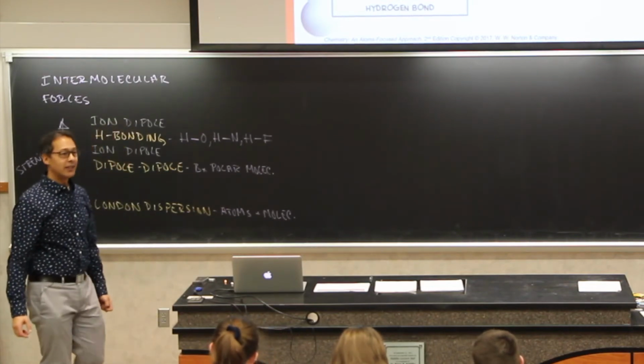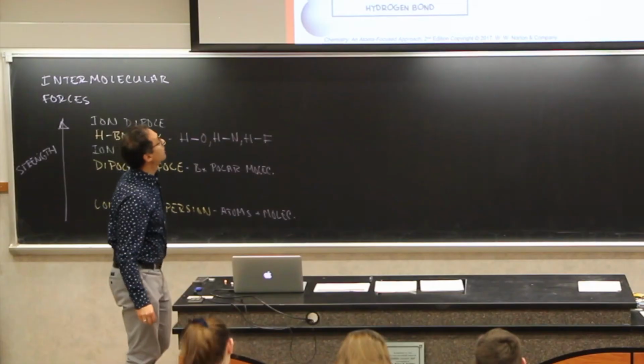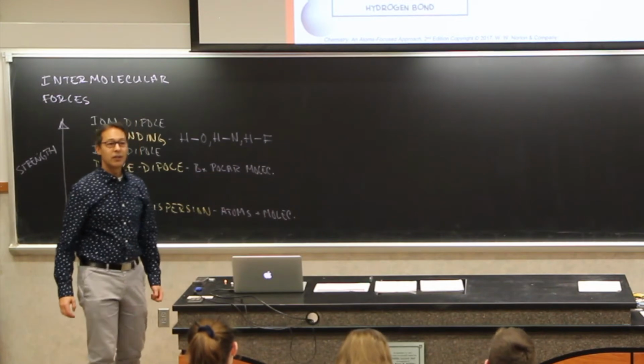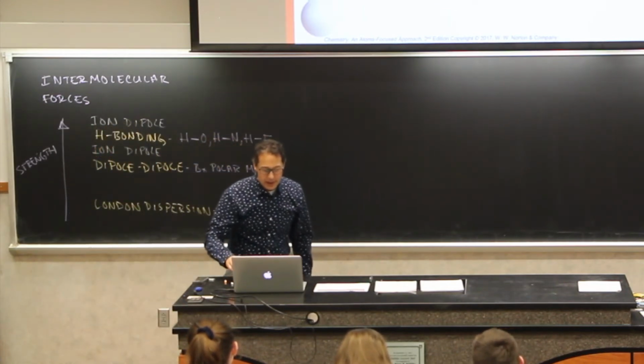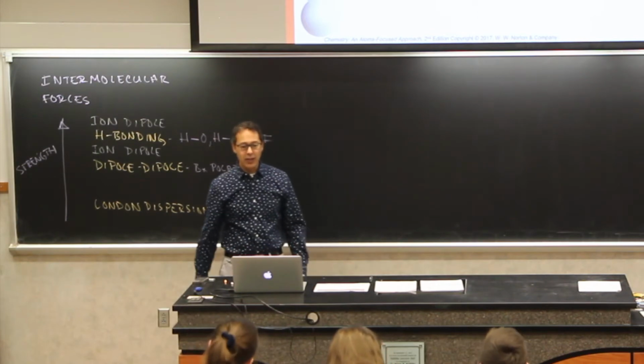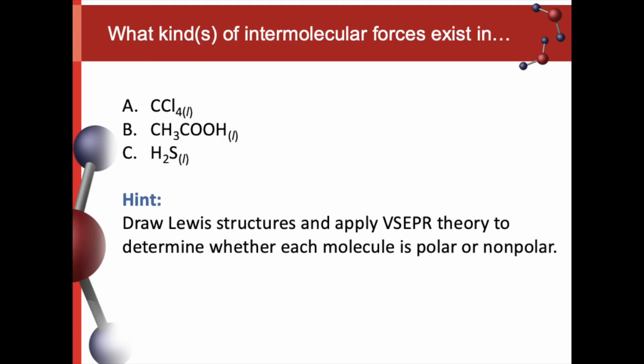Nicely done. Now A has an oxygen and a hydrogen, and they are attached to each other. And then C, we have a nitrogen attached to a hydrogen. And then D, we have an oxygen attached to a hydrogen. And so the one that does not hydrogen bond is B by itself. Nicely done. All right. About this, what kinds of intermolecular forces exist in these molecules?